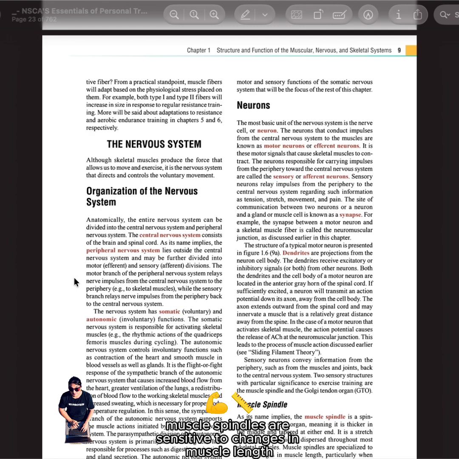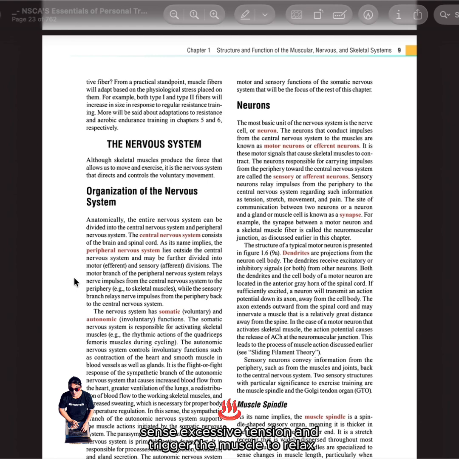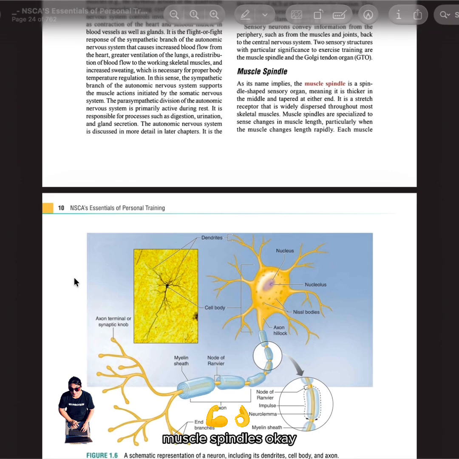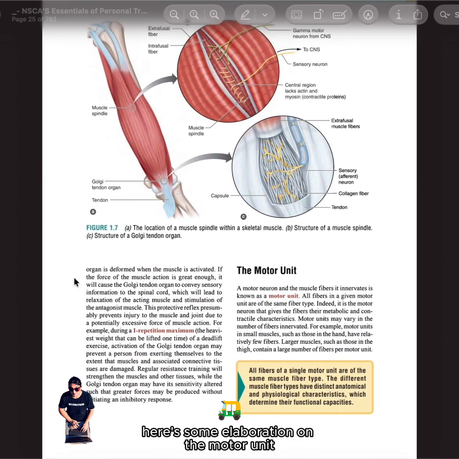Muscle spindles are sensitive to changes in muscle length and speed of the stretch. They trigger the stretch reflex. Golgi tendon organs located near the muscle tendon junction sense excessive tension and trigger the muscle to relax as protective mechanisms. That's so you won't hyperextend, blow out your joint, or carry a load you shouldn't, way beyond ambition, like danger. Okay, here's some elaboration on the motor unit.